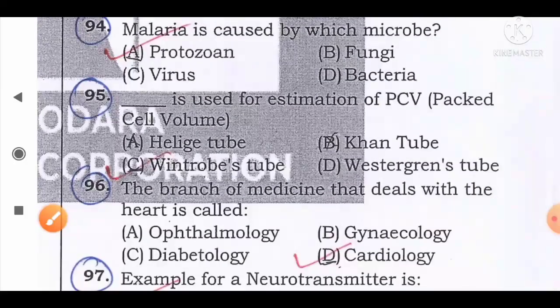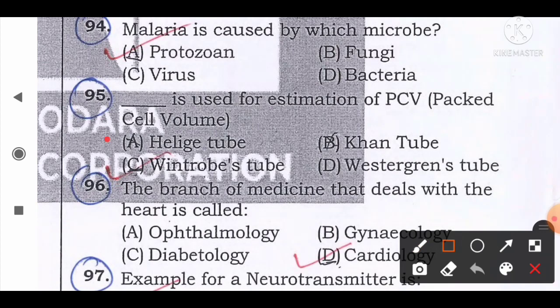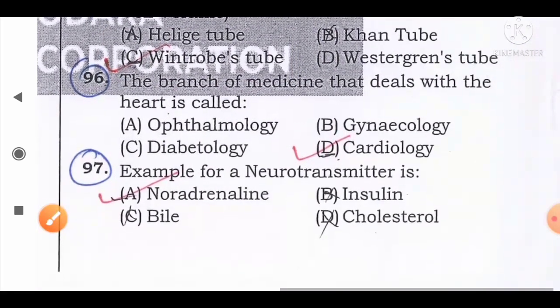Move to the next question number 95. Dash is used for estimation of PCV, that is packed cell volume. Option A, helitube, B, Kahn tube, C, Winthrop's tube, D, Westergren's tube. And the correct answer for this question is C, Winthrop's tube, which is used for estimation of PCV and ESR. So option C, Winthrop's tube, is the correct answer for this question.